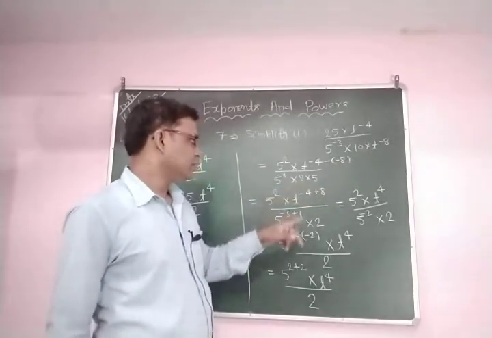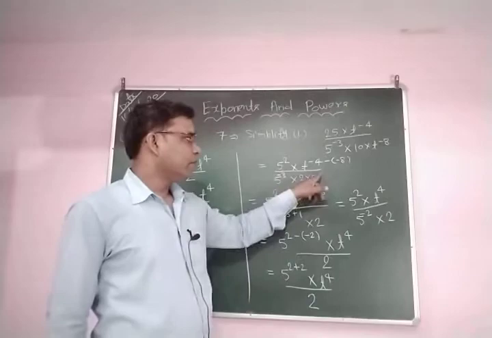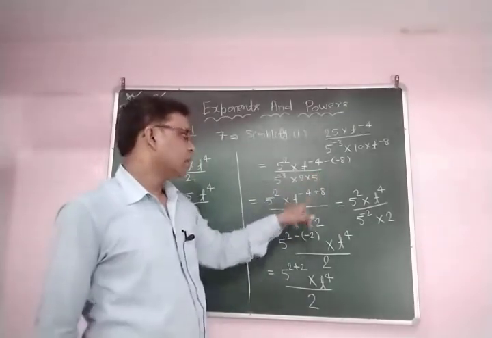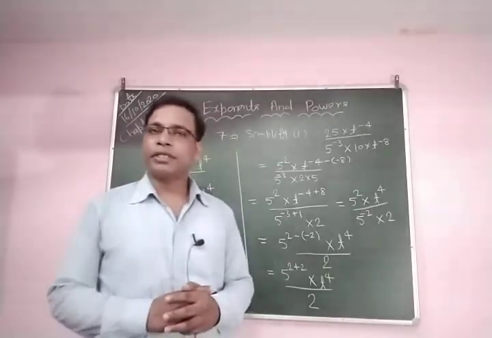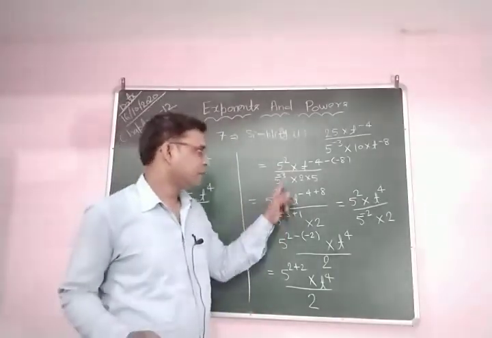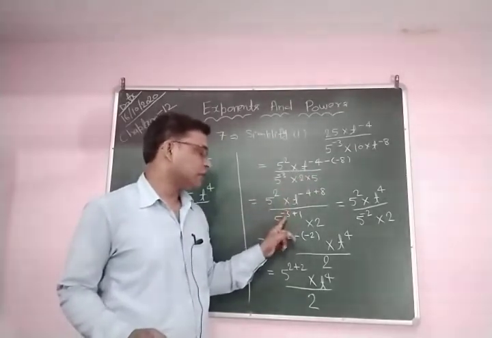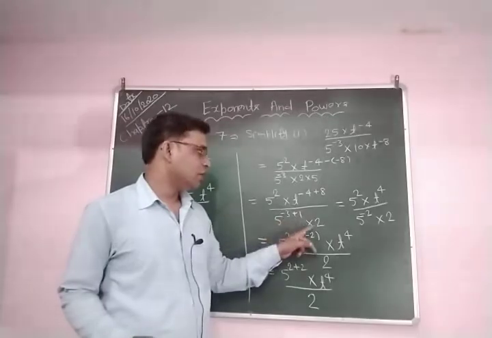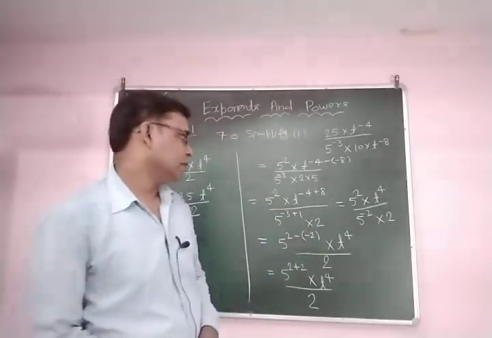So here you can see 5 power minus 3 into 5 power, nothing but 1. So this is the case of multiplication. In the case of multiplication, if bases are same, then powers will add. So here we add their powers, 5 power minus 3 and 5 power 1. So it becomes 5 power minus 3 plus 1, into 2. We write into 2 as it is. This is clear now.